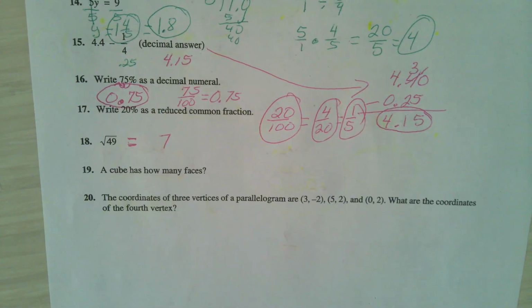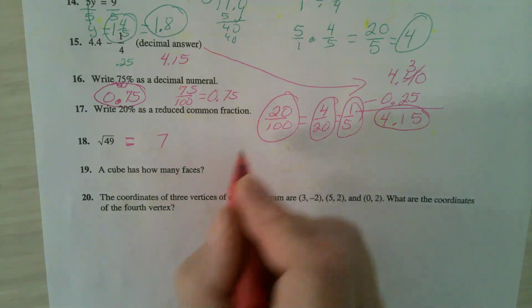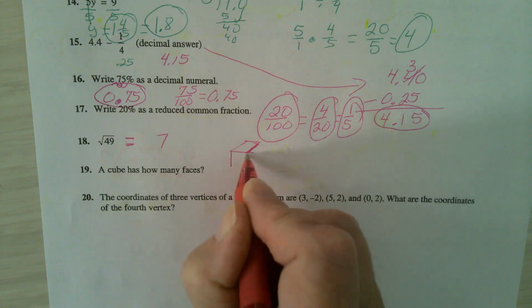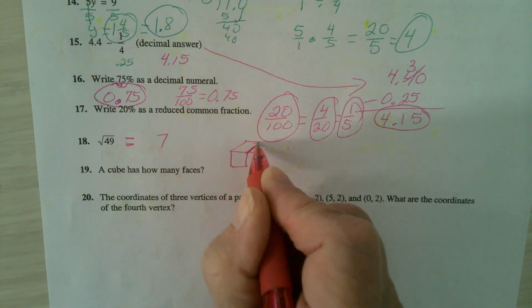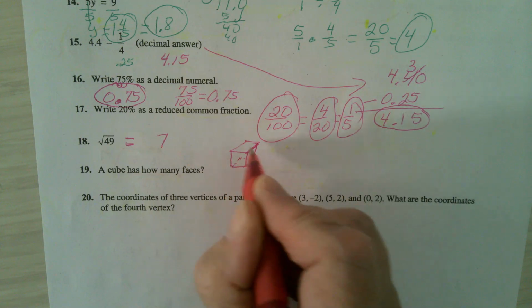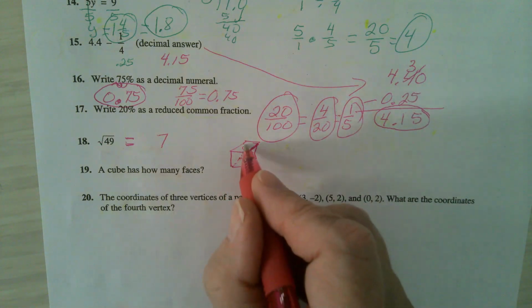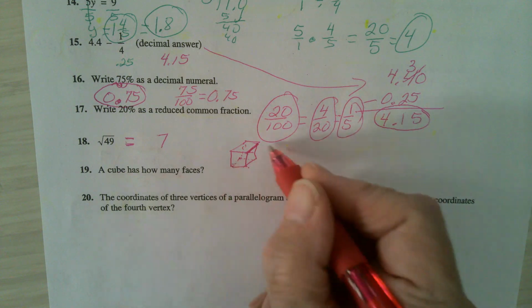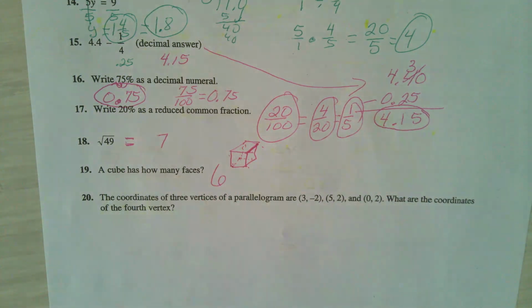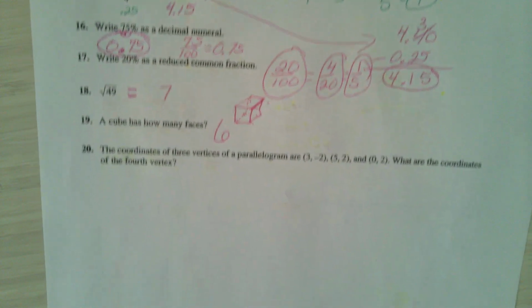A cube has how many faces? Well, a cube has a top. It's got a front. It has a side. It's got the bottom. It's got the right side and the left side. So you have top, bottom, front, back, right, left. It has 6 faces.